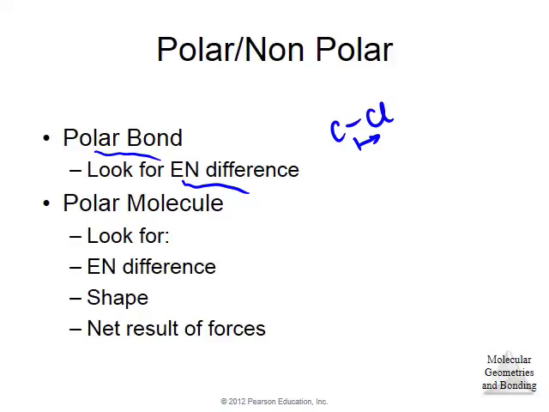So there are a couple of things we need to know before I know whether a whole molecule is going to be polar or not. First, we need to look at whether each bond is polar by looking at electronegativity difference. Then write down the shape of the molecule and add up all those dipole forces. If there is no resulting force, that means it's a nonpolar molecule. We'll give you examples.